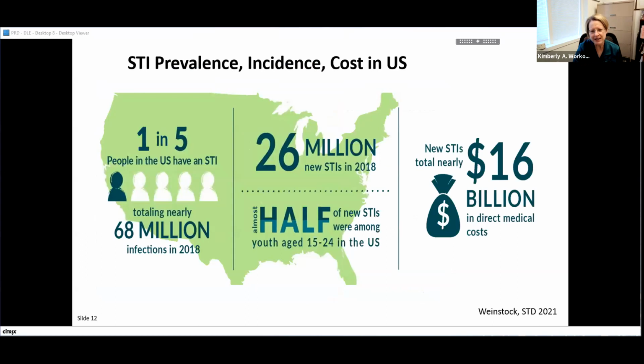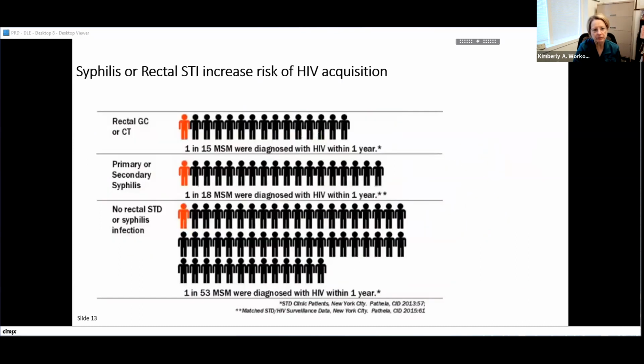Well, in the United States, it's about 16 billion in direct medical costs. We know about 1 in 5 people in the US have an STI. And we know that certain populations are more disadvantaged than others in terms of acquiring an STI. About half of our STIs are in our youth, aged 15 to 24. We also know that STIs have reproductive consequences, development of malignancy, and also increased risk of HIV acquisition.